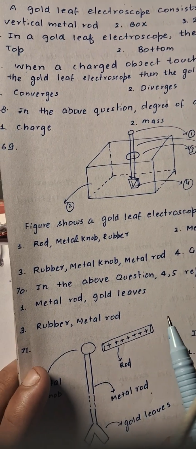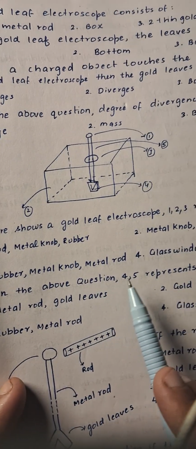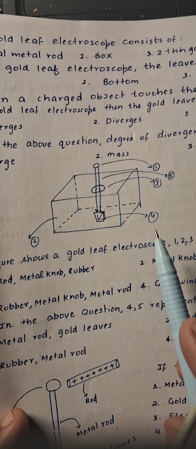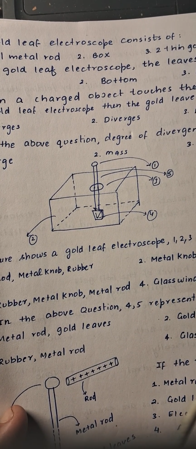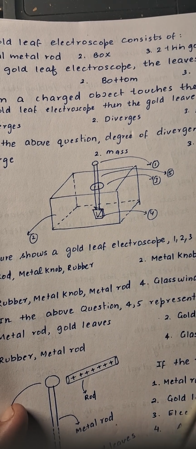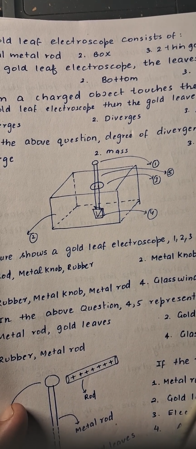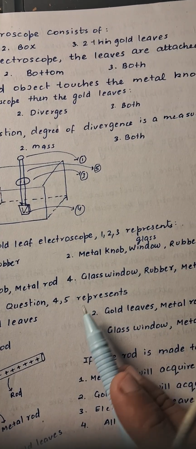Next is question number 70. It says that in the above question 4 and 5 represent. So 4 is this. 4 represents the gold leaves and 5 itself represents the metal rod. So here option number 2 is correct.